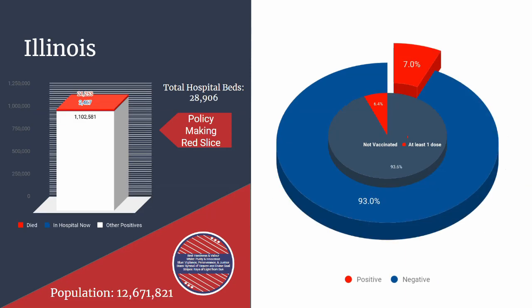Illinois is still on a lockdown in some areas. They're trying to open that up. They vaccinated 6.4% of the population. This is another state that pretty much tested their entire population. They have a 93% negative rate with a 7% positive rate. 21,000 people died, 2,400 hospitalized with 28,000 beds.